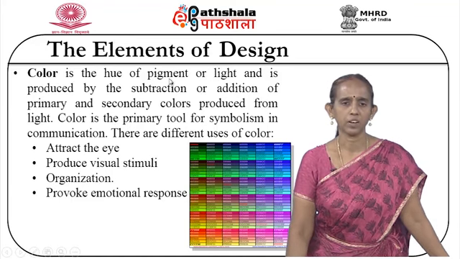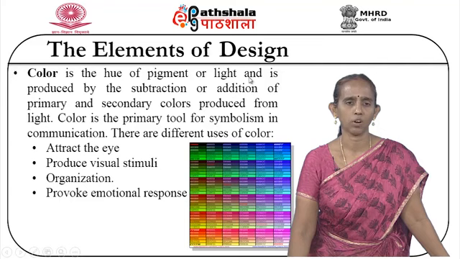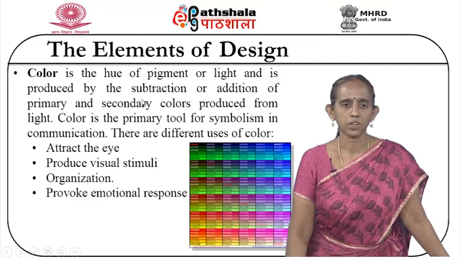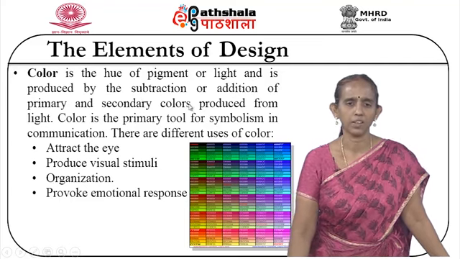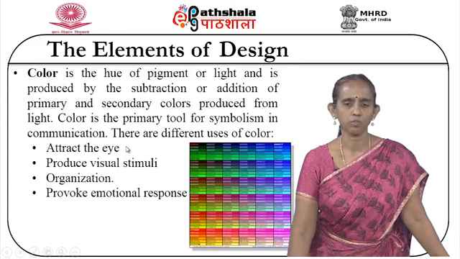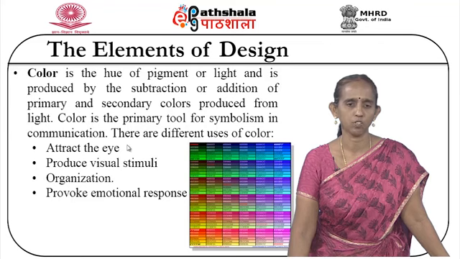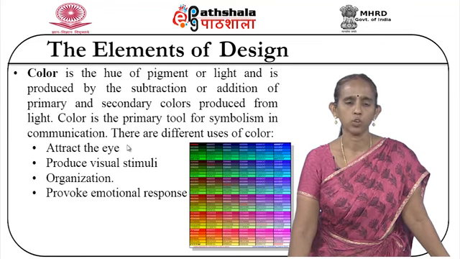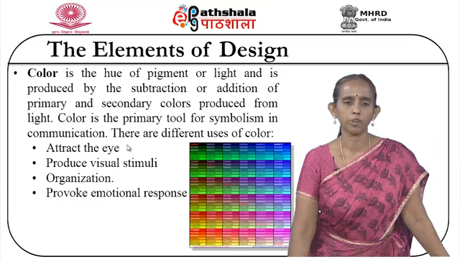The next element of design is color. Color is represented as a hue of pigment or light and is produced by the subtraction or addition of primary and secondary colors produced from light. There are different uses of colors. With the help of color, it is possible for us to attract the end user. It also acts as a visual stimulus. We can organize certain information using color, and it is also possible for us to provoke certain emotional responses by using different colors.